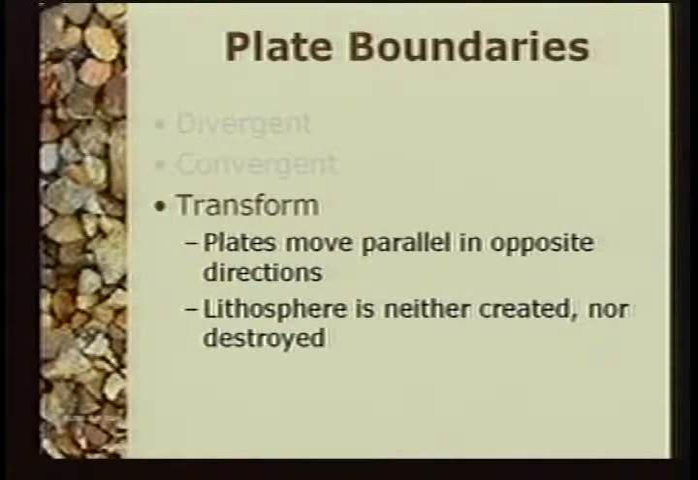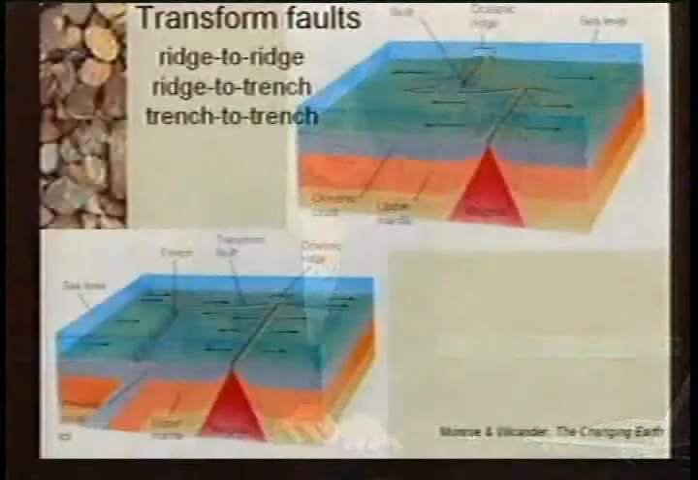The last type of plate boundary is a transform plate boundary. In this plate boundary, lithosphere is neither created nor destroyed. Now remember, divergent plate boundaries will pull apart. Convergent plate boundaries will come together, and if at least one of them is an oceanic plate, we get subduction. When we have transform plate boundaries, we have two plates sliding past each other in opposite directions.